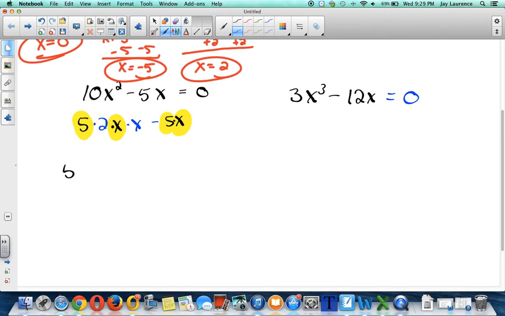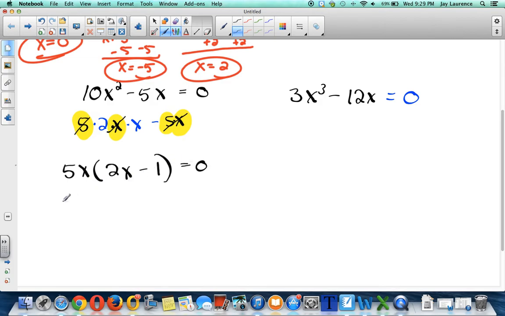So I'm going to pull a 5x out. What's going to be left here? Well, 2 times x, or 2x. What's going to be left here? The danger is some of you are going to say 0. But remember, if distribution is multiplying, if we're going the other way, this must be division. So there's not a nothing there. There's a 1. 5x divided by 5x is 1. Okay? Set it equal to 0.